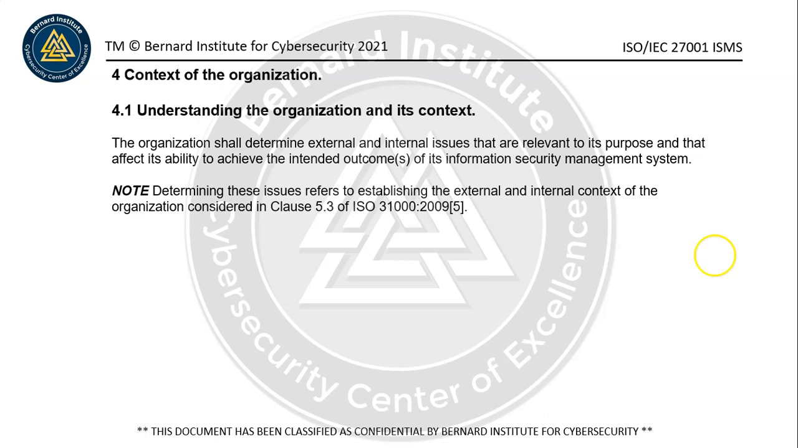From time to time, if you have a copy of the specification, you'll see this section. It says, Note, determining these issues refers to establishing the external and internal context of the organization considered in Clause 5.3 of the ISO 3100. This is basically a risk assessment process, a governance process that allows you to evaluate internal and external issues. It's not bad. It's pretty good. I use lots of different frameworks. This is not bad. But there's a better way to do this. I'm going to show you.